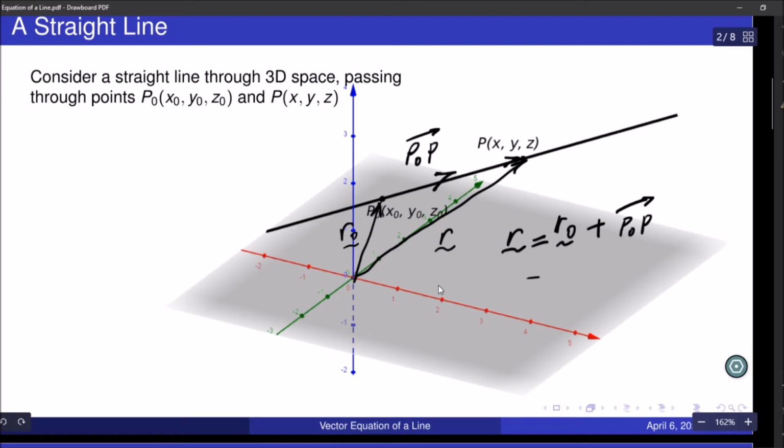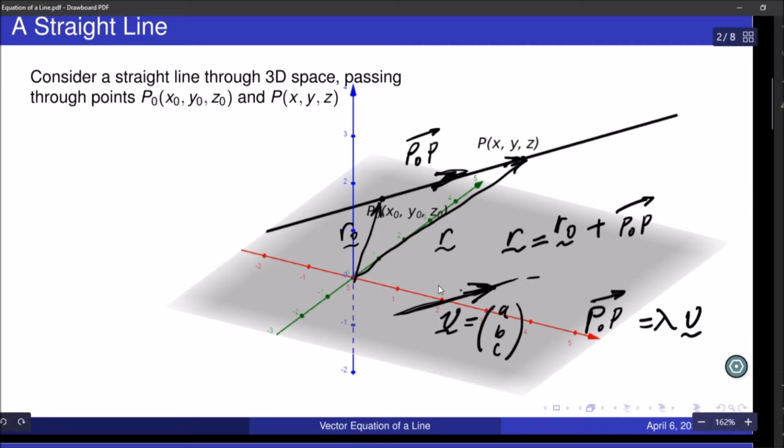Well, let's consider another vector, say a random one. It doesn't even have to be fixed anywhere. Let's call it V, with components A, B, and C. Imagine that the only commonality between V and the straight line we're looking at is that they are parallel. In this instance, we can represent this vector here, P0P, as a scalar multiple of V.